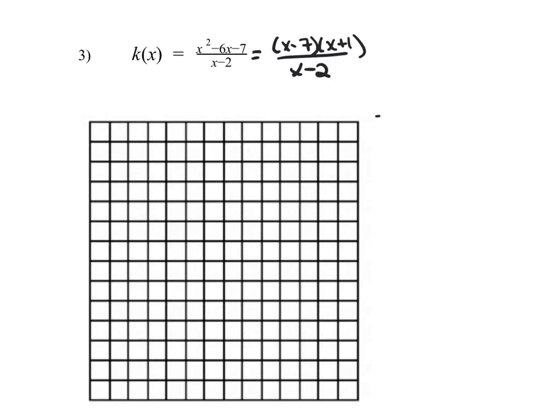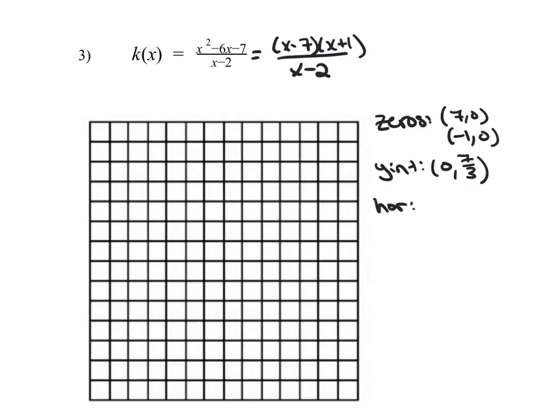Our zeros are going to be at 7, 0 and negative 1, 0, the values where the numerator equals 0. Our y-intercept is 0, 7 halves. Our horizontal asymptote is none, because in this case we have the higher degree in the numerator. So instead we're going to have a slant asymptote.